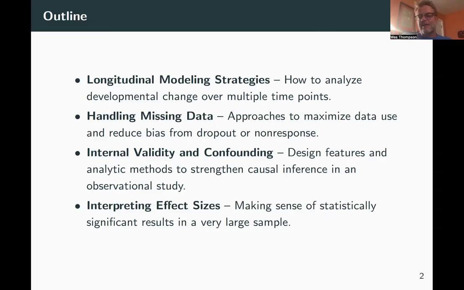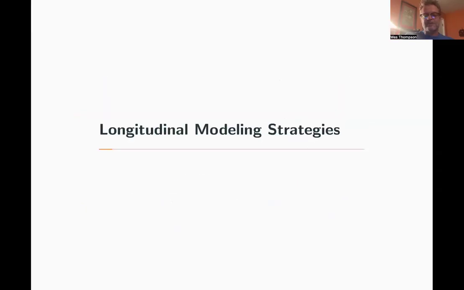Internal validity is basically: are the associations that you find causal? It's observational data, and so the answer is we never really know, but there are design features and analytic methods that have been created to strengthen causal inference in observational data. And then finally, interpreting effect sizes, so making sense of statistically significant results in a very large sample, where it's often the case that associations that would traditionally be considered quite small are very highly significant when you have 12,000 people that you're analyzing. So I'm going to break this talk up into these four topics. And the first topic I'm going to cover is longitudinal modeling strategies.